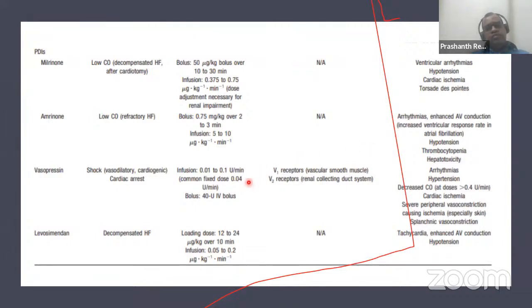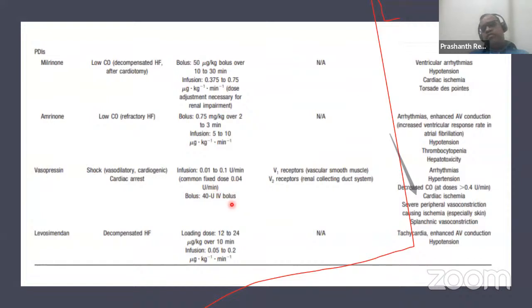Then vasopressin acts on V1 receptors and V2 receptors. At higher doses, this also leads to coronary vasoconstriction and arrhythmias. So higher doses are usually avoided. The common fixed dose is 0.04 units per minute, or 0.01 to 0.1 units per minute.